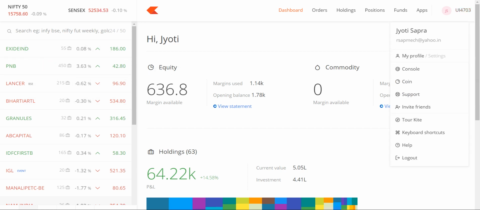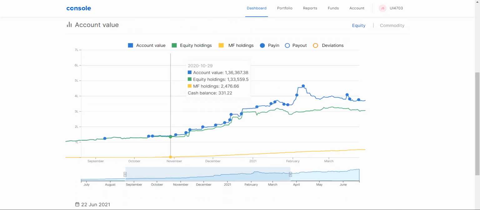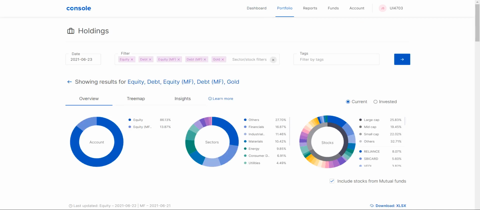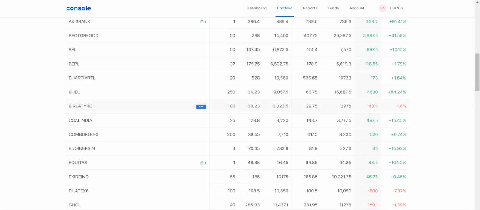When you click here, you find Console. After you click on the Console, you come to the next page. Here you will find Portfolio and Holdings. When you click on Holdings, you will be able to see all the stocks which are there in your portfolio.